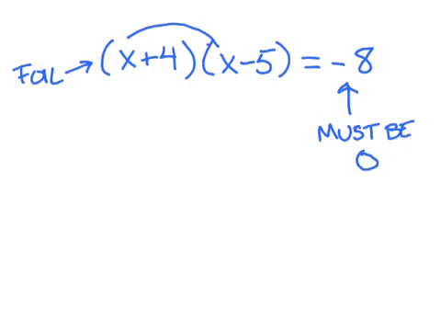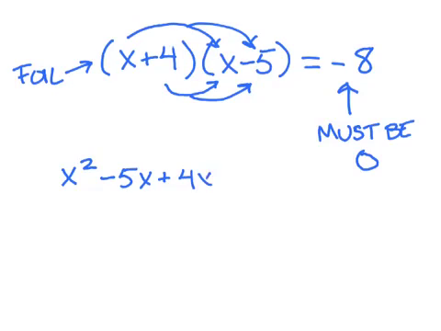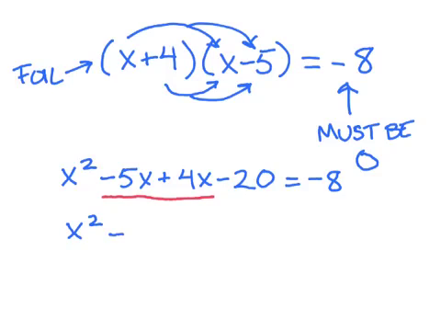So we'll FOIL this out, multiply the x through, multiply the 4 through, and we're going to end up here with x² - 5x + 4x - 20. That is equal to negative 8. Well, first things first, if you look here, you notice that the middle terms are like terms. Let's go ahead and combine those. So we end up here with x² - x - 20, and that is equal to negative 8.